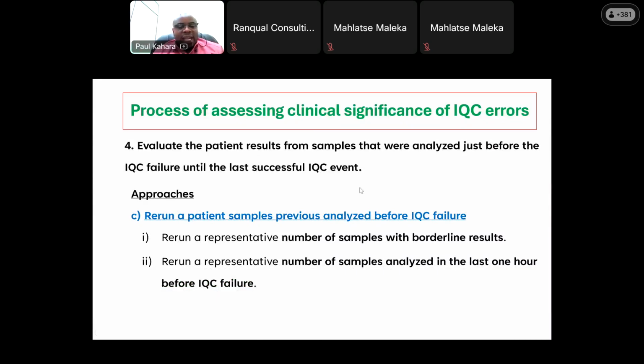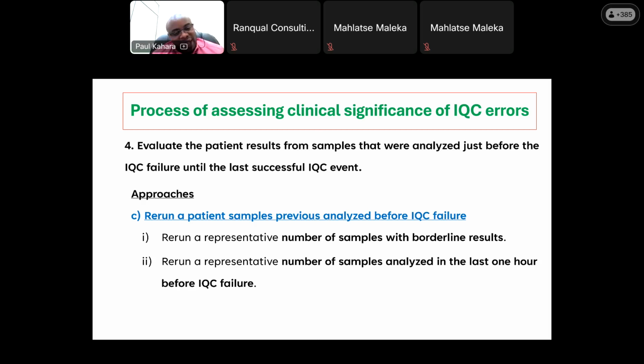And now the third approach is rerunning a patient sample that was previously analyzed before the IQC failure. I don't know whether the way I explained it there is quite understandable, but there are two options here, or even more. You can use even more options.